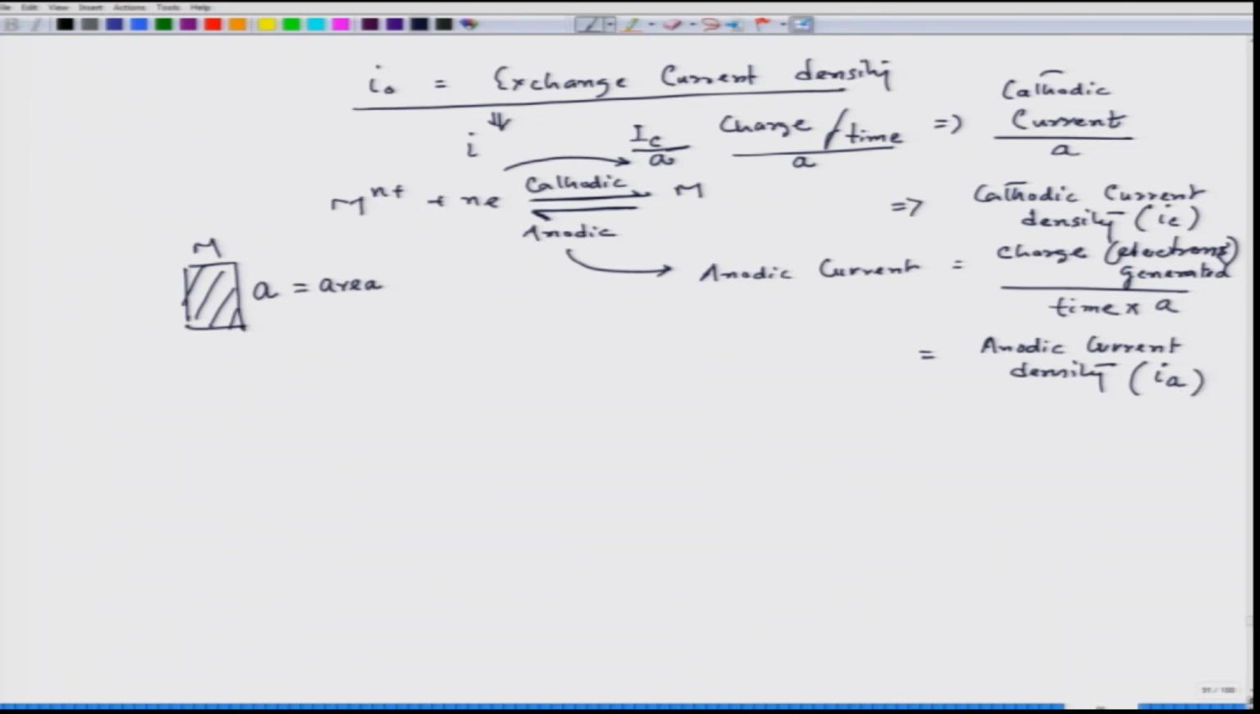Now, this is IA, this is IC. We will talk in terms of current density only, because we have seen that the rate of deposition or dissolution is directly proportional to the mass loss per unit area per unit time, or mass gain per unit time per unit area. Not in the form of current, because current does not take the area into consideration.